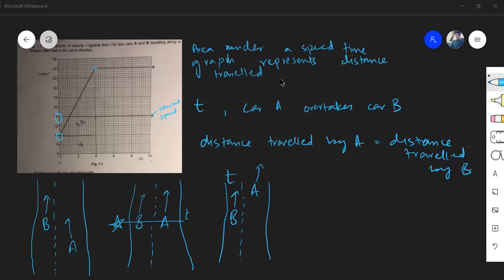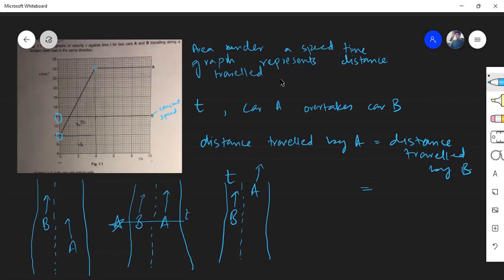Okay, so now let's move on to a question. Finding the distance traveled by B is easy. You can just multiply. B is moving at a constant speed of 14 meters per second. You can multiply 14 by t, and you will be able to get the answer.